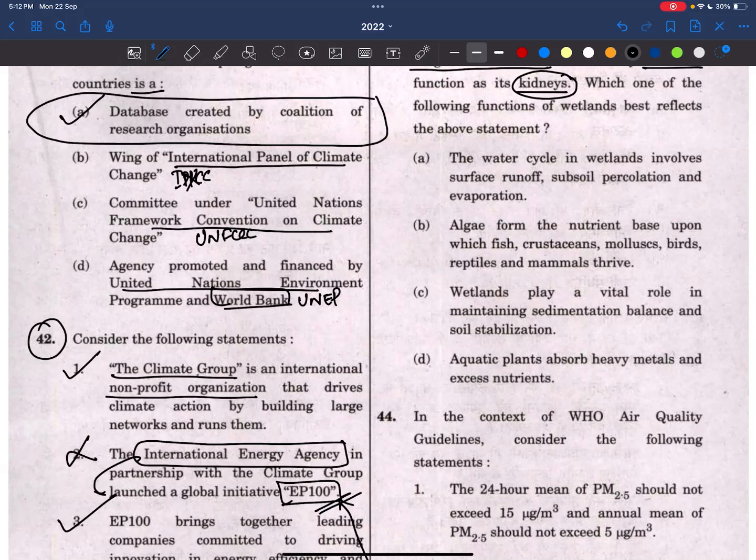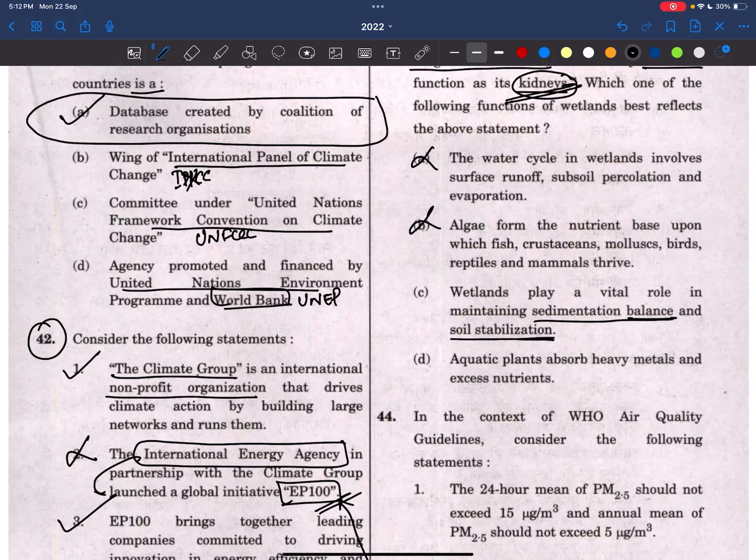Now let's see the options which are closest to functions of kidneys. Water cycle in wetlands involves surface runoff, subsoil percolation and evaporation. No, he is asking in the context of kidneys, that means purification. Algae form the nutrient base upon which fish, crustaceans, mollusks, birds, reptiles and mammals thrive. No. Wetlands play a vital role in maintaining sedimentation balance and soil stabilization. Right? What is it telling? It's telling about balance and stabilization.